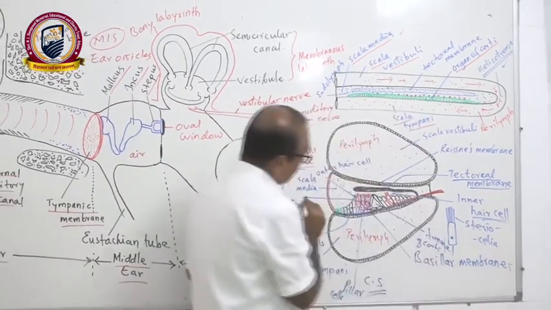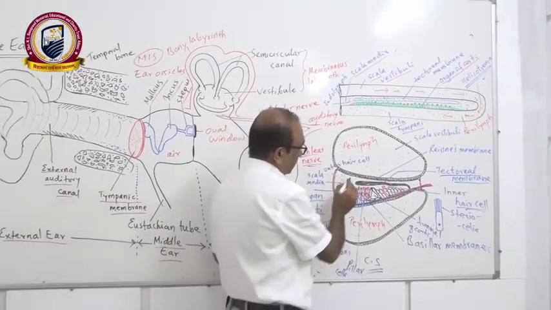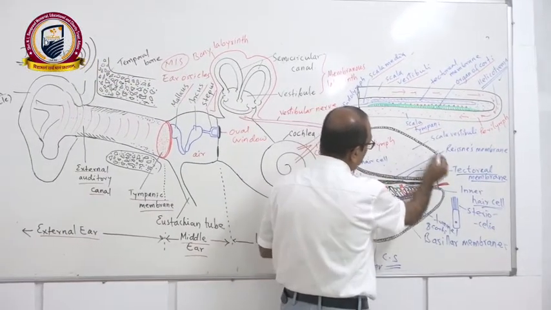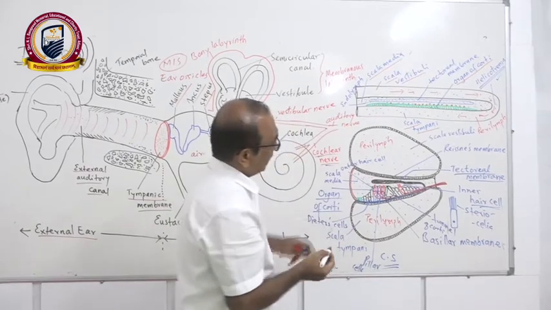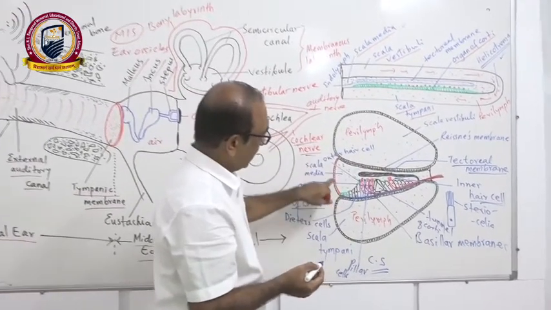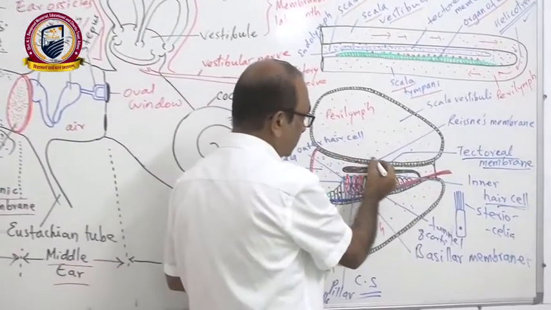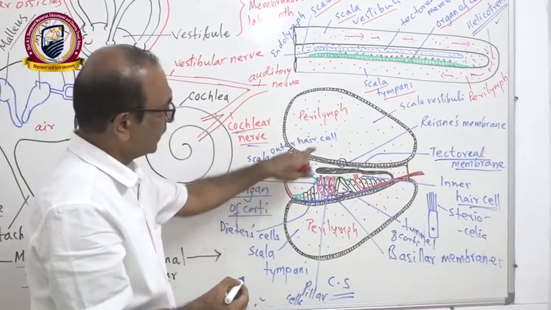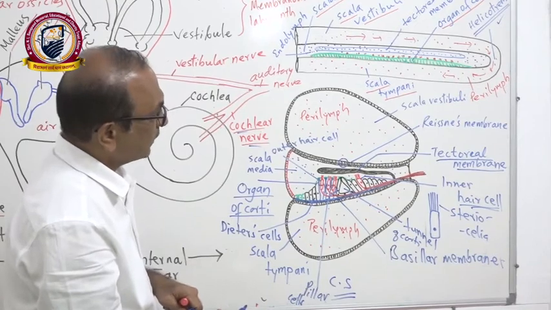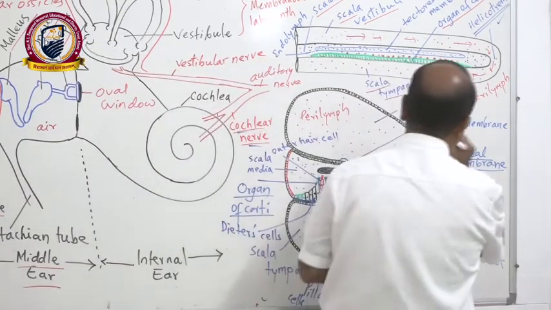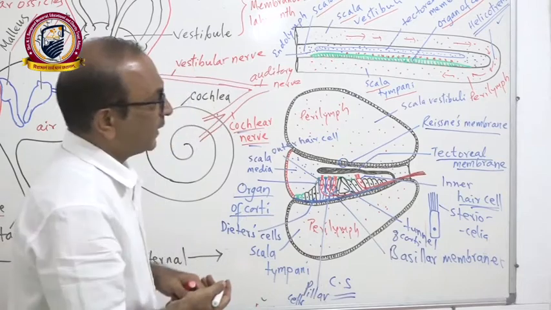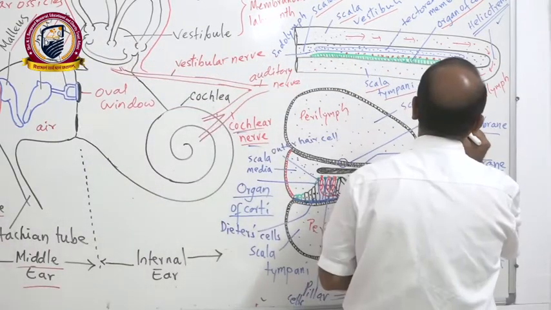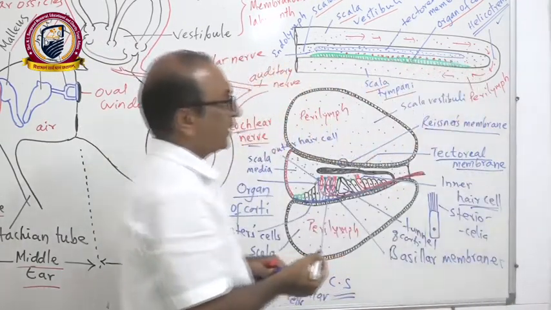Now one more thing you have to remember here, that the lining of the scala vestibuli and scala media, this region which is separating the scala media and the scala vestibuli, is called Reissner's membrane, okay?